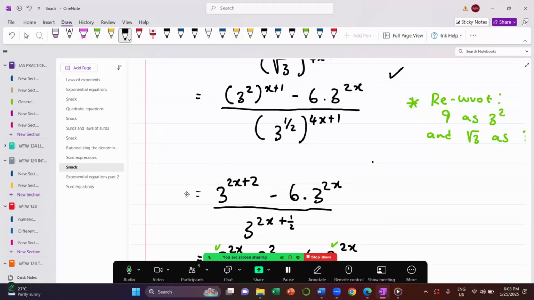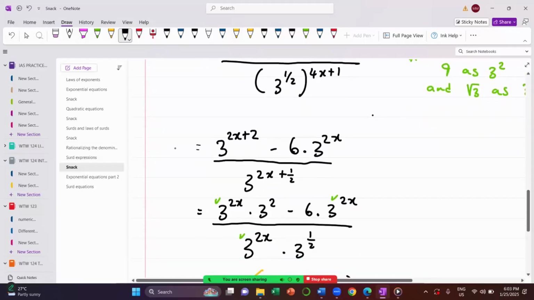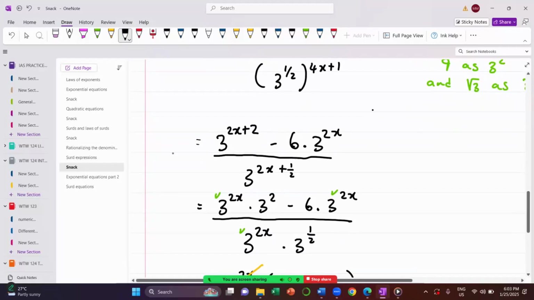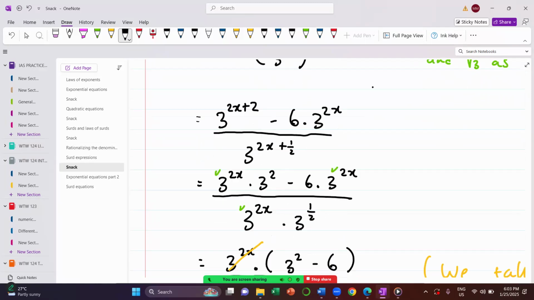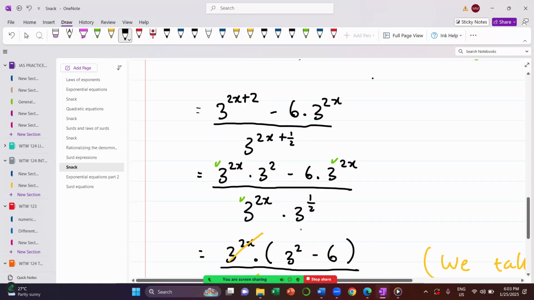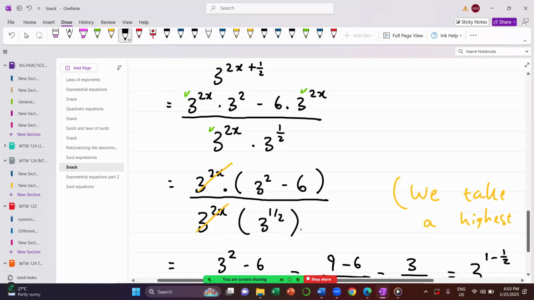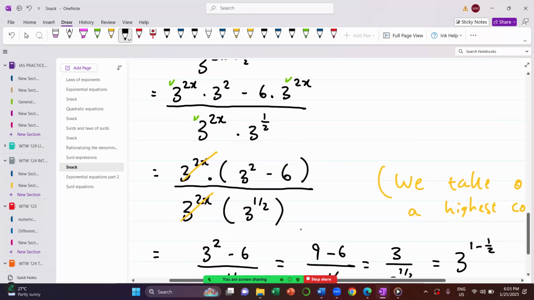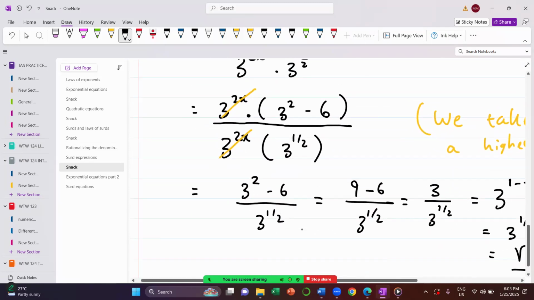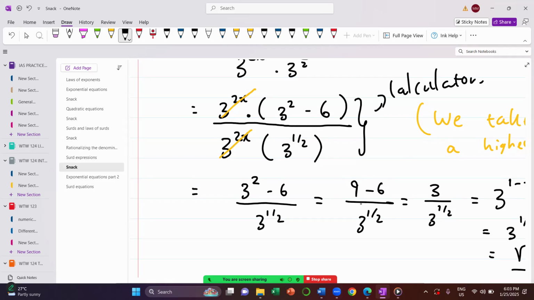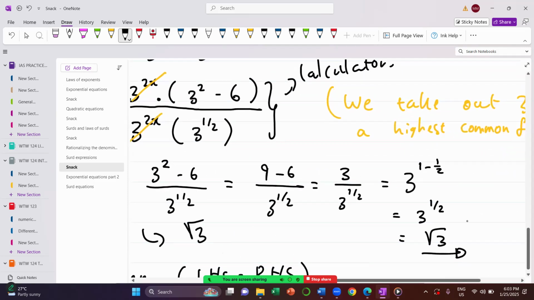And then I separated the bases in the next step: 3 to the exponent of 2x times 3 to the exponent of 2. And then underneath here, I had 3 to the exponent of 2x times 3 to the exponent of 1 over 2. And then I noticed that 3 to the exponent of 2x is the highest common factor at the top. Whatever is remaining, you can put into your calculator. Then it'll just give you the square root of 3 in the end, which is what I got there.